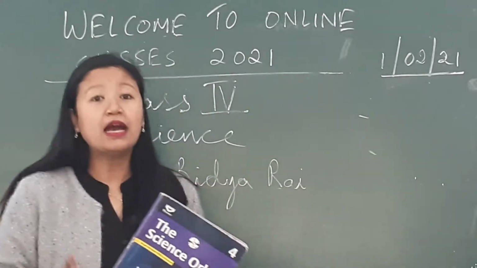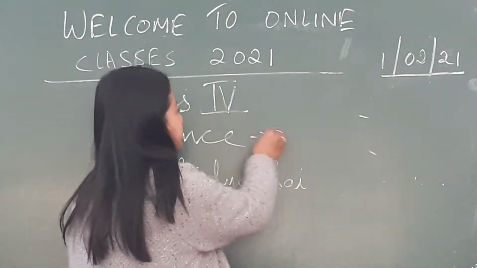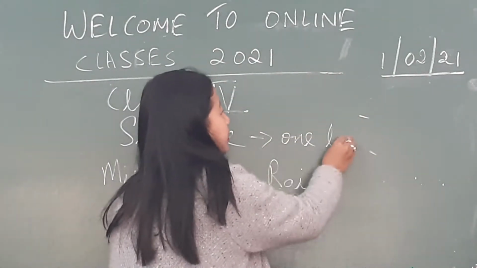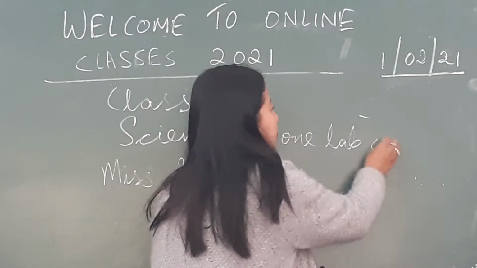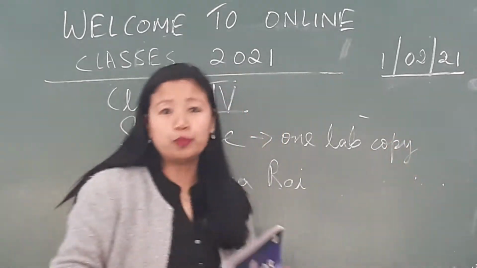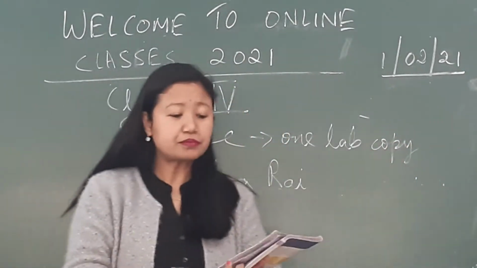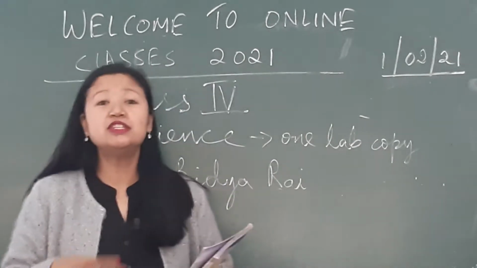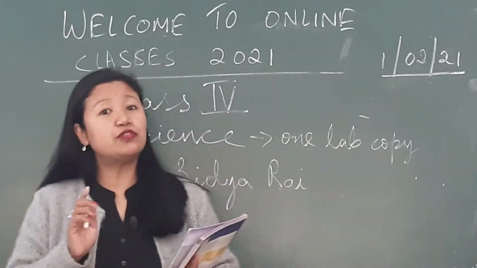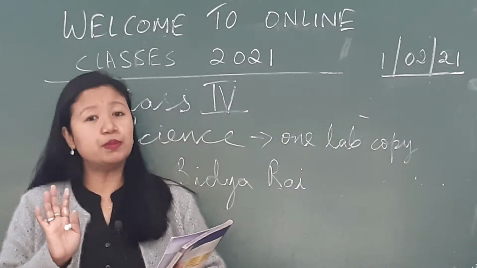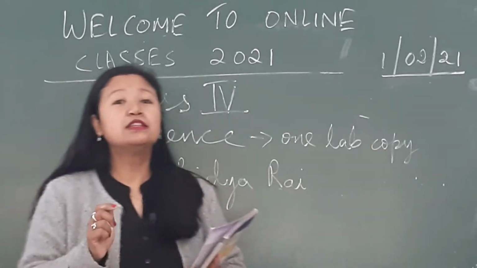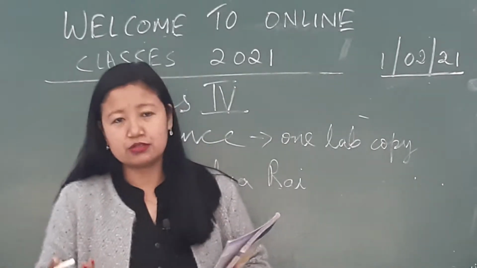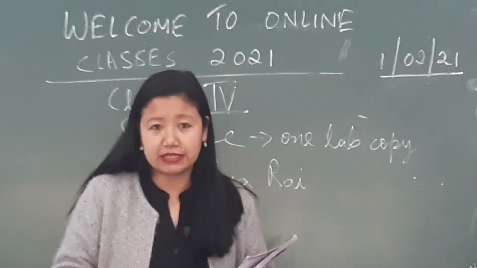For that, I want you to make one lab copy for science. Okay, one lab copy for science. I will not start teaching you right away, but I will give you a small and simple homework. Now the first chapter, I'll just give you a hint. It is regarding food that we eat.